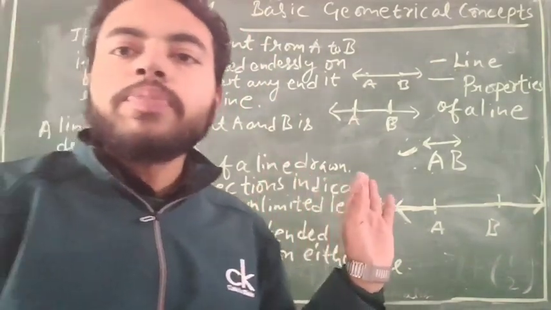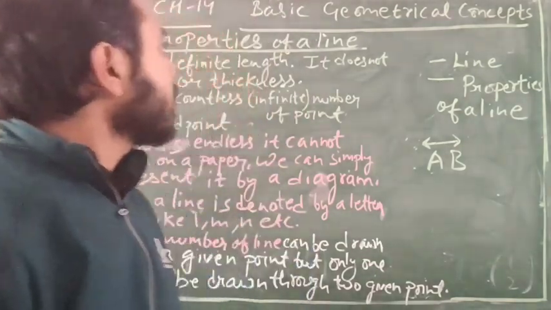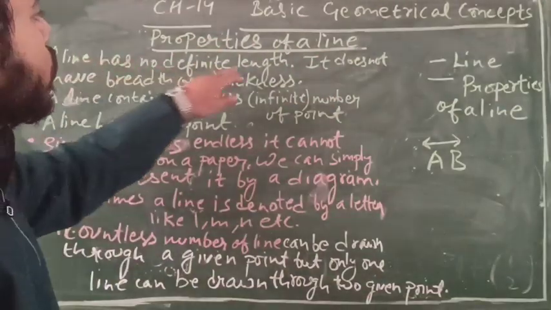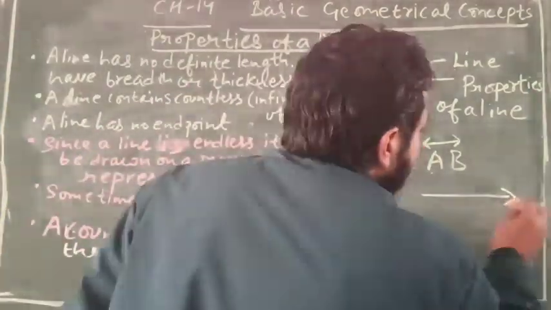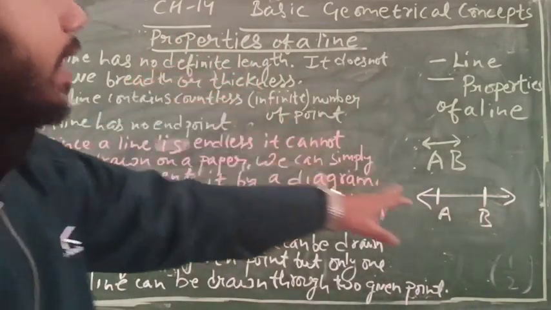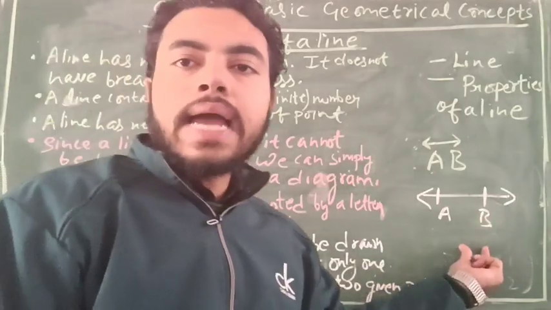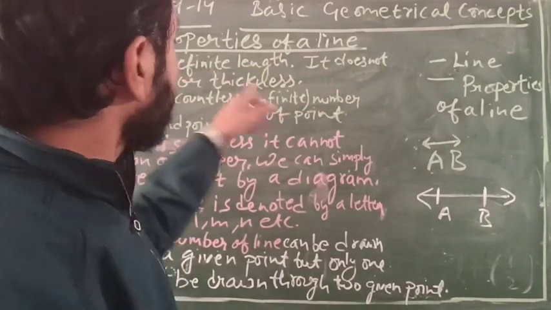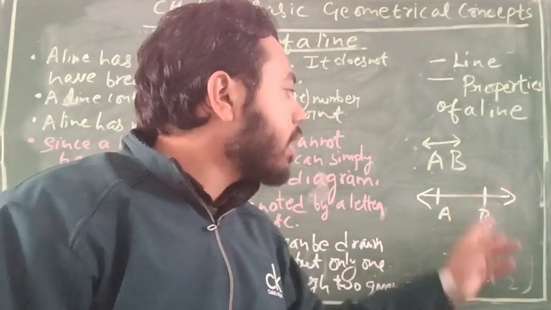Now we will talk about properties of a line. A line has no definite length. It does not have breadth or thickness. A line has no breadth or thickness.